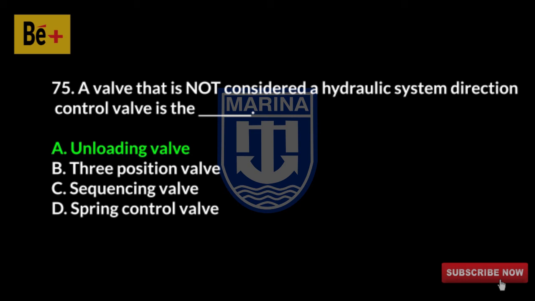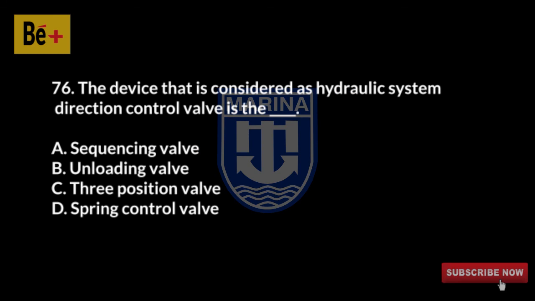The answer is A. Unloading valve. The device that is considered a hydraulic system direction control valve is the: A. Sequencing valve, B. Unloading valve, C. 3-position valve, D. Spring control valve.